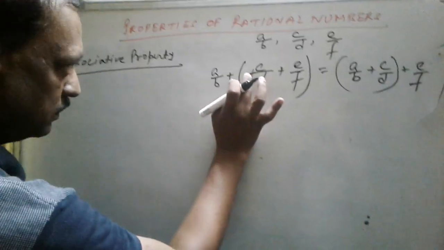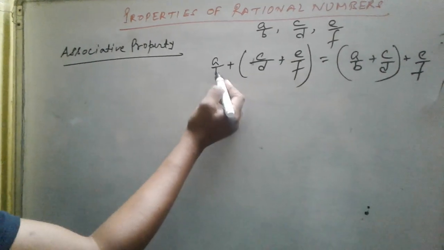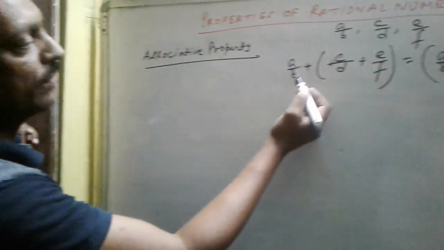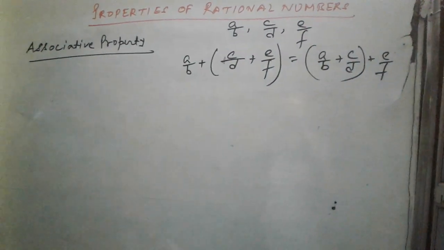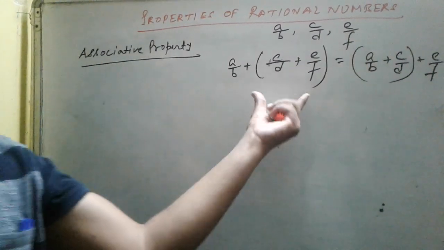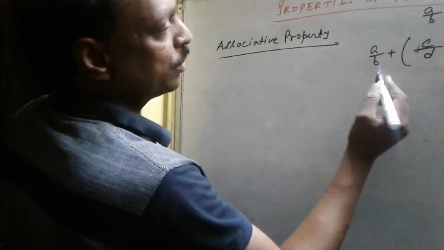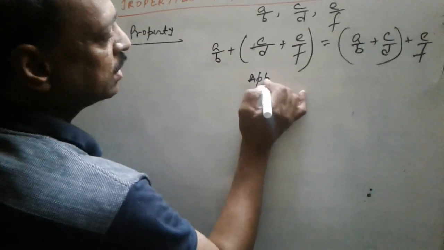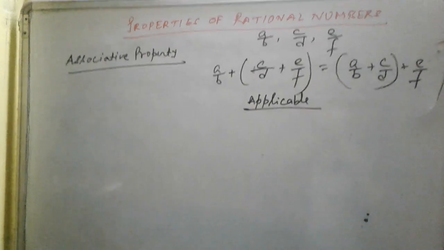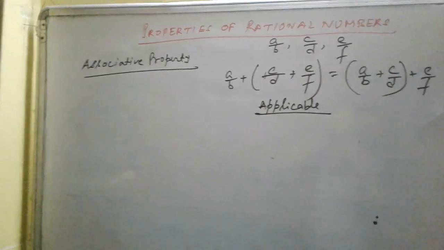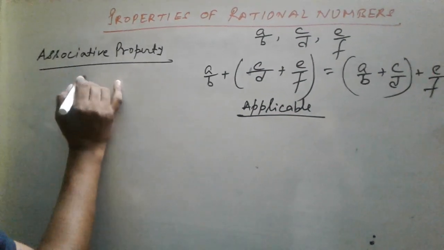So if we put the numbers at the place of a by b, if you put the numbers in the fraction like 2 by 3, 3 by 4 and calculate them, you will see that both side, left hand side and right hand side will be equal. So you can say that associative property is applicable in the case of rational number. So this is the associative property of addition.